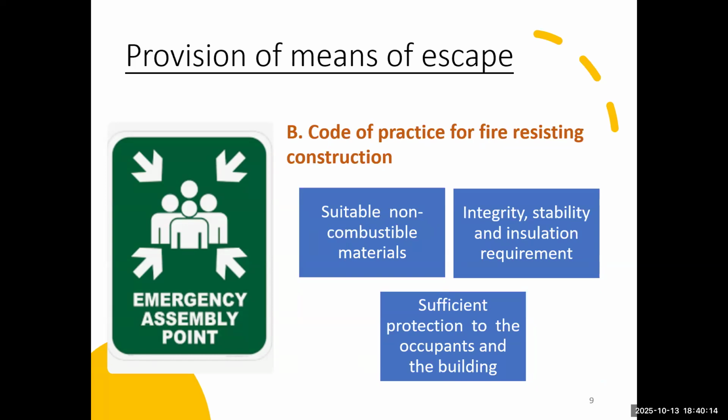Similarly, for construction, the codes prescribe the use of non-combustible material and assign a specific fire resistance period, such as 2 hours, to different structural elements like walls, doors, and floors. The goal is to ensure the integrity and stability to protect both the structure and the occupants.